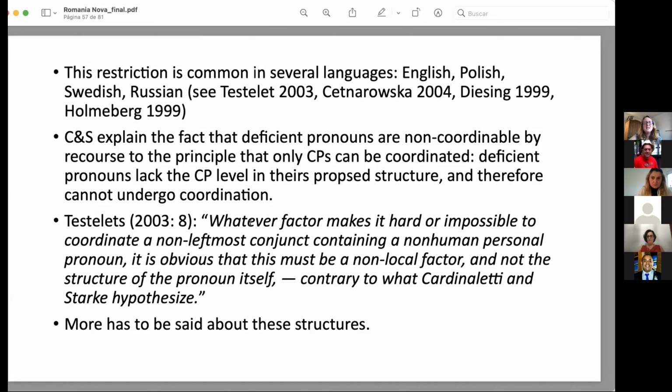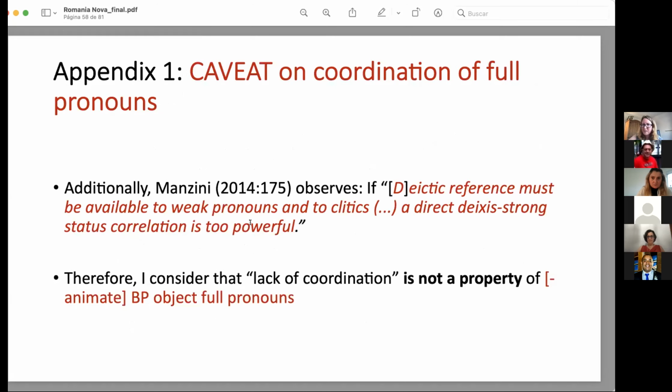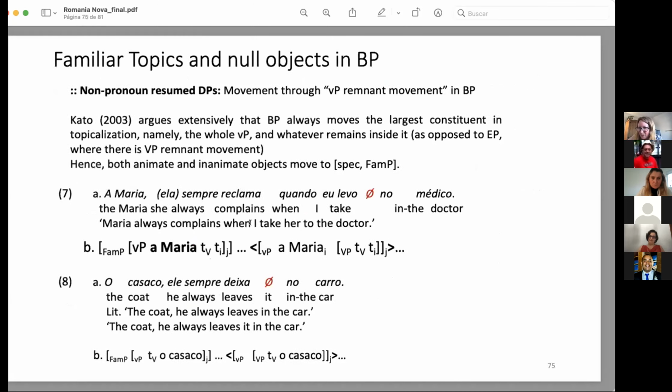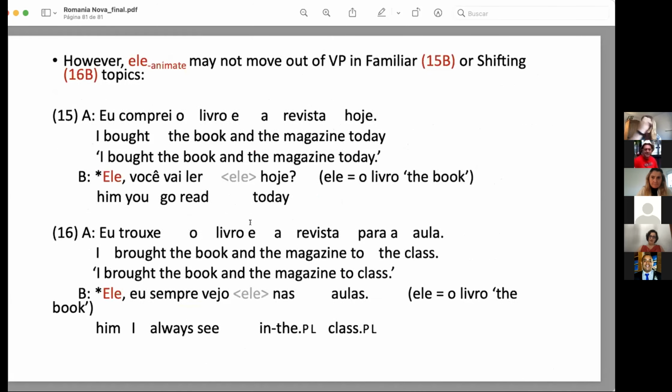Well, you can easily say, like, ele não acho que venha, or whatever. But you can't do that with an inanimate, can you? Or I don't know. You have to have the right context, I guess. So if you have, for example, ele, você vai ler hoje. Okay. Then yes, but you cannot move out of familiar or shifting topic, because this is the paper that I was trying to.